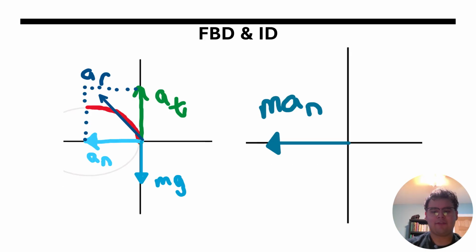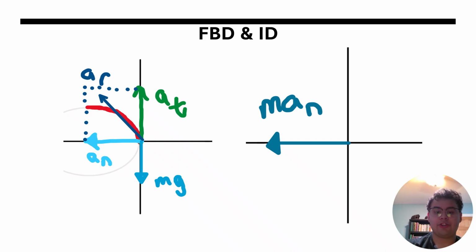So here we have our free body diagram as well as our inertia diagram. In our free body, we have the car being pulled down by the mass and gravity. We also have our acceleration, the centripetal acceleration, that points to the middle of the circle. We also have our tangential acceleration, which is pointing up front. And then we have the resultant that comes from both of those.